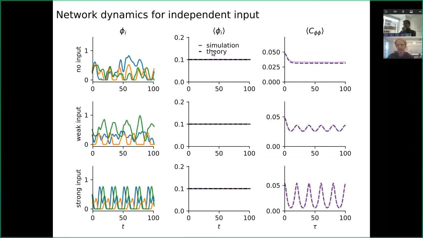So here you see now the network dynamics for independent input. In the first column, you see a couple of example neurons. So with no input, they just happily fluctuate chaotically. The firing rates, sorry, these are not the local fields, but the firing rates. And for weak input, they are somewhat correlated, but not fully correlated. And then for strong input, they get periodic, but then they have basically a random phase because each of them receives a different input.